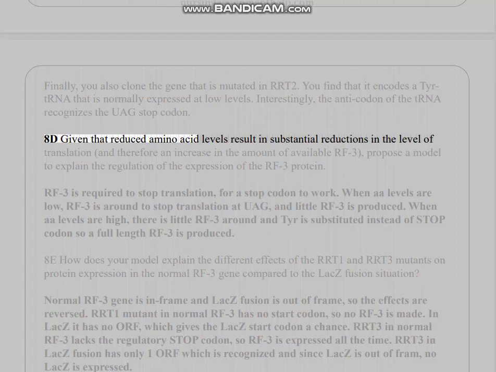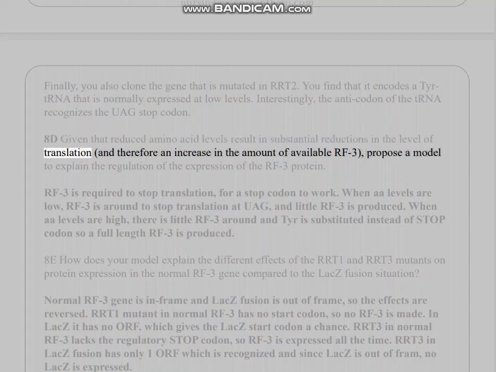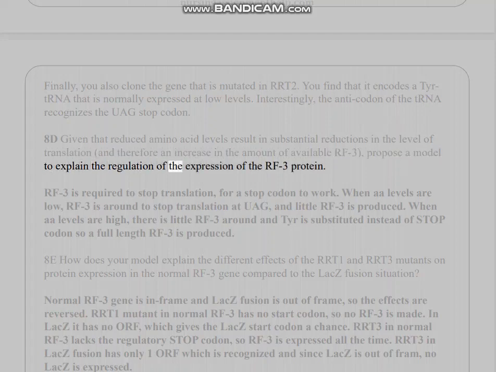8d. Given that reduced amino acid levels result in substantial reductions in the level of translation, and therefore an increase in the amount of available RF3, propose a model to explain the regulation of the expression of the RF3 protein.